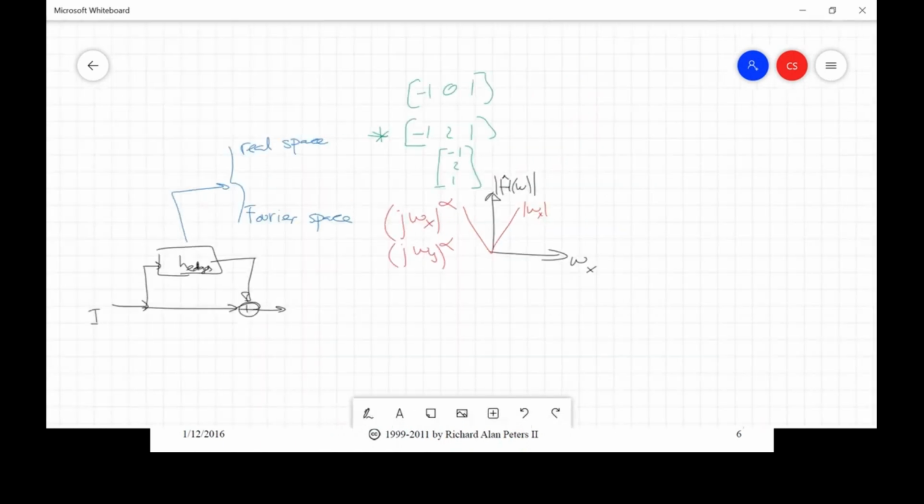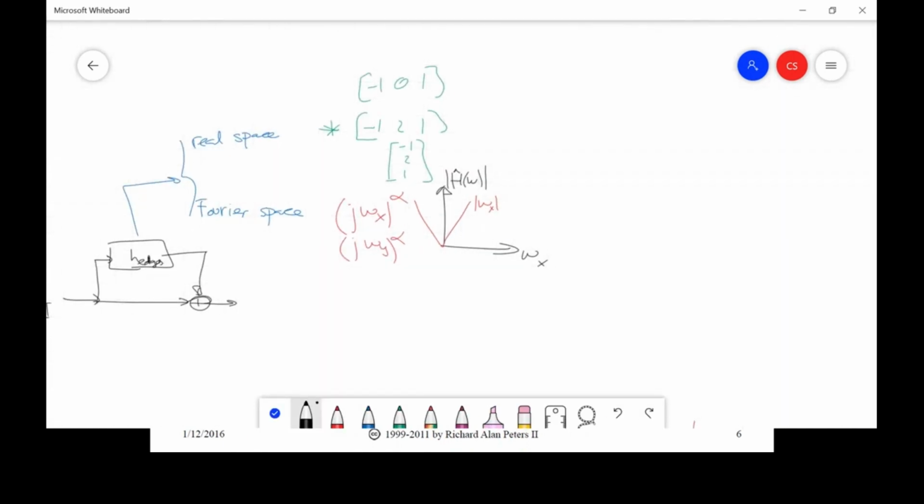So let us design this filter. Let us design a filter that is a kind of cone. Okay, so it is circularly symmetric. This line here is the absolute value of omega x. So, how to design this filter?